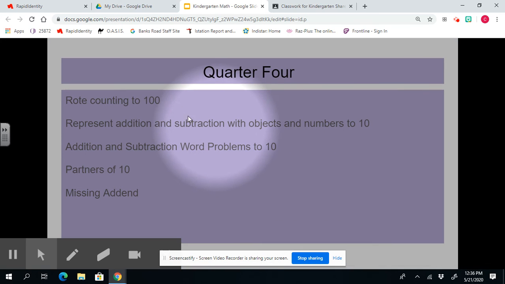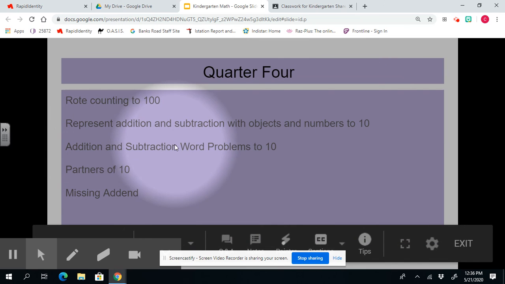In quarter 4, by the end of kindergarten, students should be able to rote count to 100 by ones and tens. They also should be able to represent addition and subtraction with objects and numbers to 10, and addition and subtraction word problems to 10. Also making 10, partners of 10, and then the missing add-in problems.